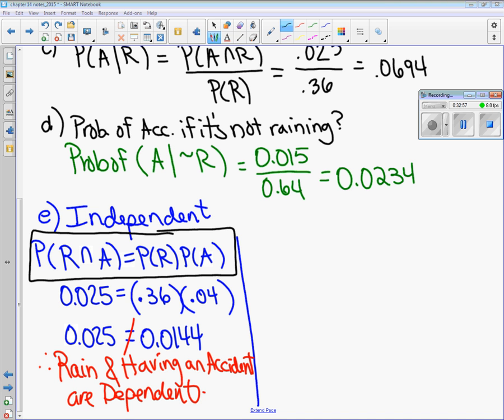The other way you could do it is this. The probability of accident given rain is the same as the probability of accident. The conditional probability is the same as just the regular old probability itself. If that's true, then they are independent. If they're not the same, they are dependent. So you may do it one or the other way. You don't have to do both.